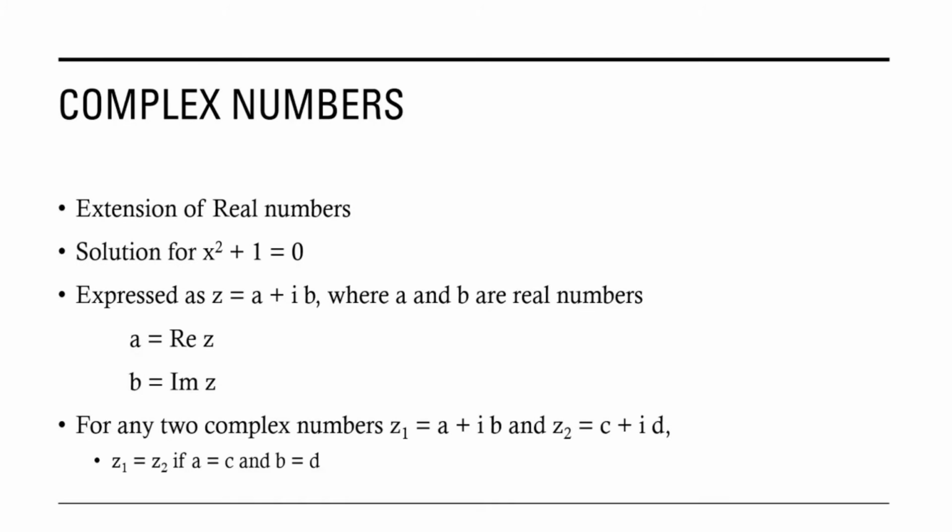So, the complex numbers are an extension of real numbers. When we obtain the solution for x square plus 1 equal to 0, we get x is equal to plus or minus i. This i is a notation for a complex number or an imaginary number. Now, any complex number z is expressed in the form a plus ib, where a and b are real numbers. In this, a is called the real part of z and b is called the imaginary part of z.